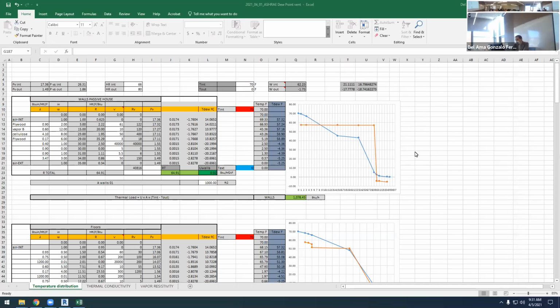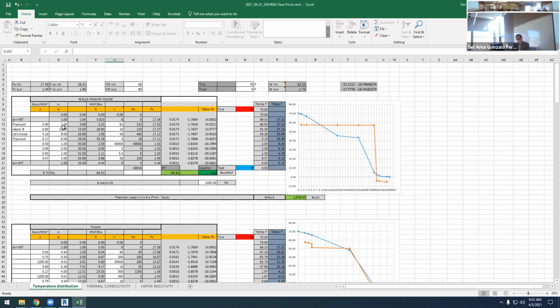Okay, we are recording, we are sharing the screen, and I want to show you this graphic. This graphic is not working because we have this condensation risk, because we have an intersection here and another intersection here, and this can't happen. So I'm going to explain this again.